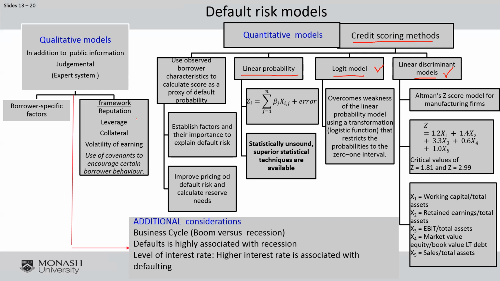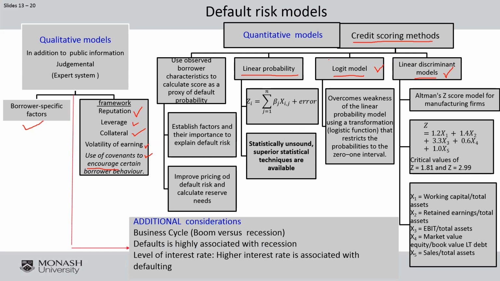We also have qualitative models, which is actually the information. We have to take care of the reputation of the company. If we are talking about business loans, we have to know their leverage. We want to check their collateral, their volatility of earnings, and we want to see the contracts and the terms and conditions, which we call covenants. This is actually to encourage or discourage certain borrower behavior. And we also have to take the borrower-specific factors.